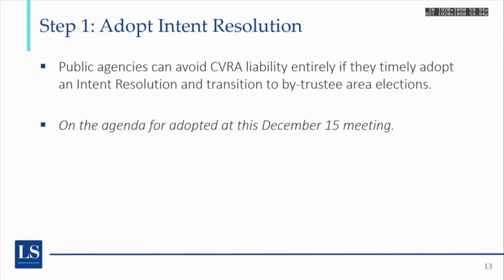So what is the process? Well, you receive a demand letter, which the district's received. You have 45 days from receipt of the demand letter to adopt a resolution of your intention to transition. And that's the resolution you have on your agenda tonight. So you're well within that 45-day requirement period. Next slide.